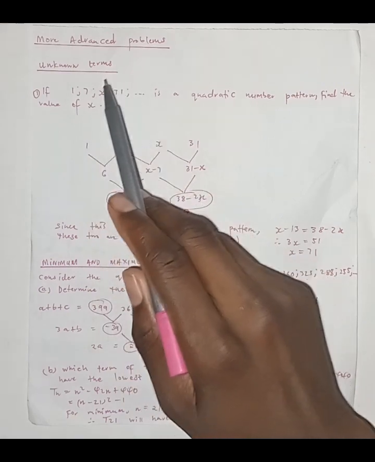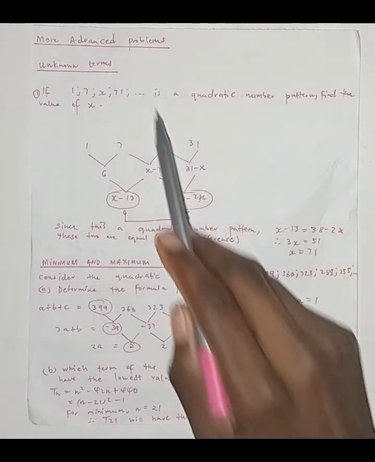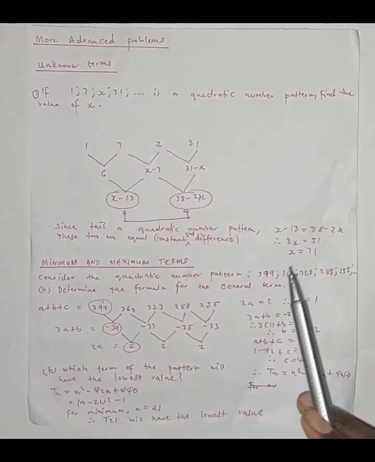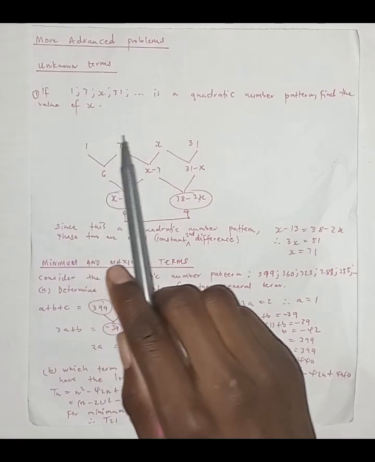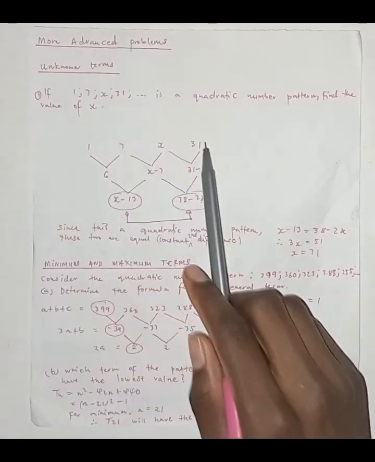Pattern 1, 7, x, 31, and it goes on. So it is a quadratic number pattern. Find the value of x. So this is how we do it. Okay, you write your pattern over there: 1, 7, x, 31.